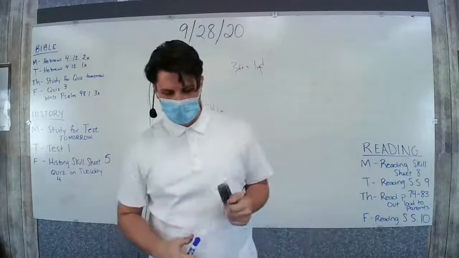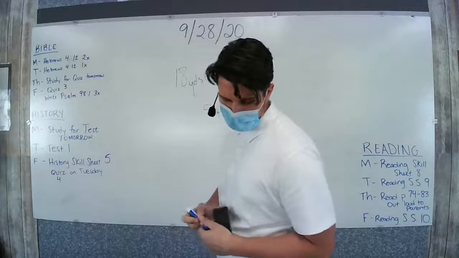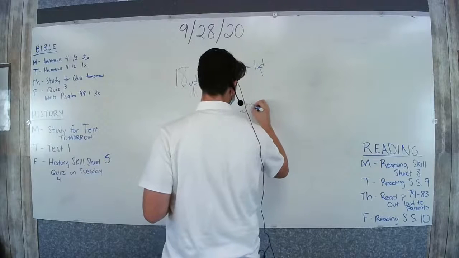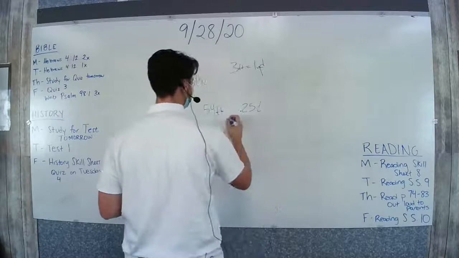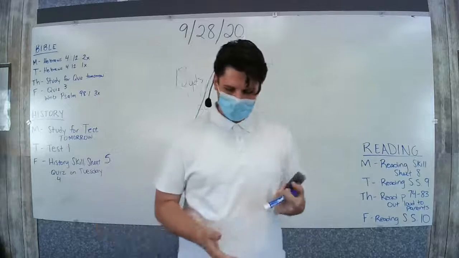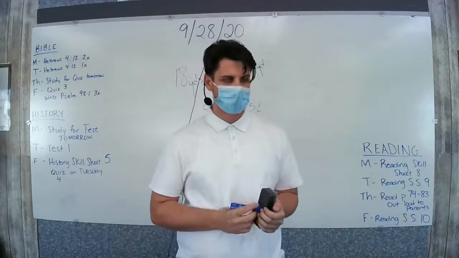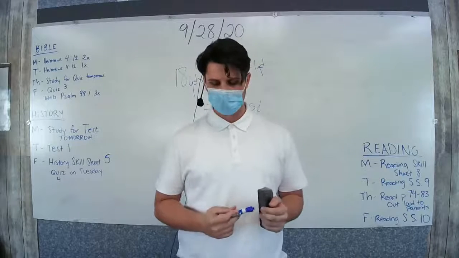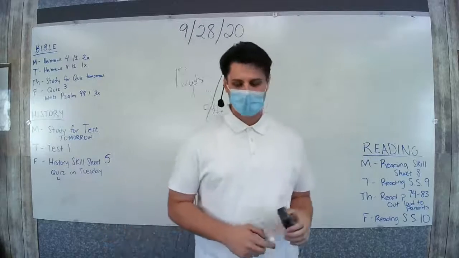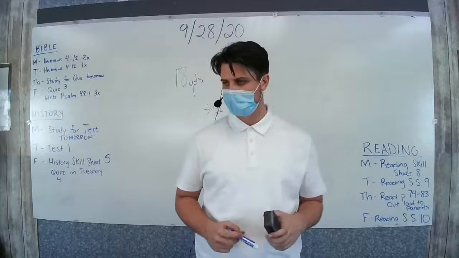Now, what's the cost per foot? 25 cents, okay? So now what are you going to do? You're going to times it right here. 54 times 25 cents. What is that? Work it out. 54 times 25 cents, times 0.25.